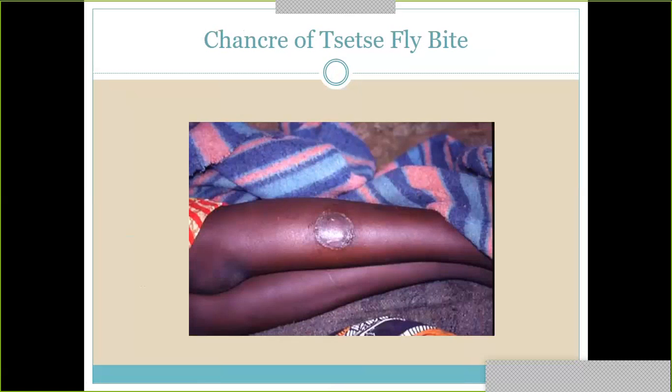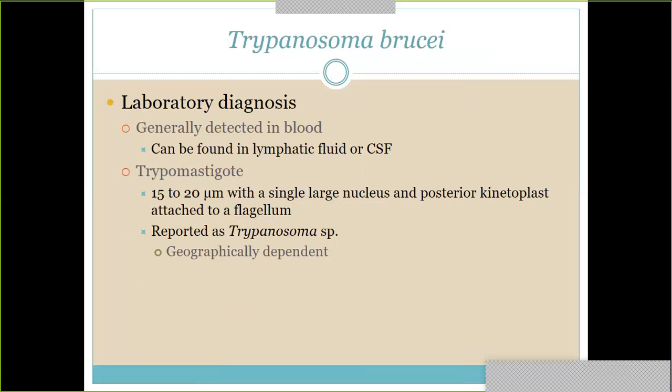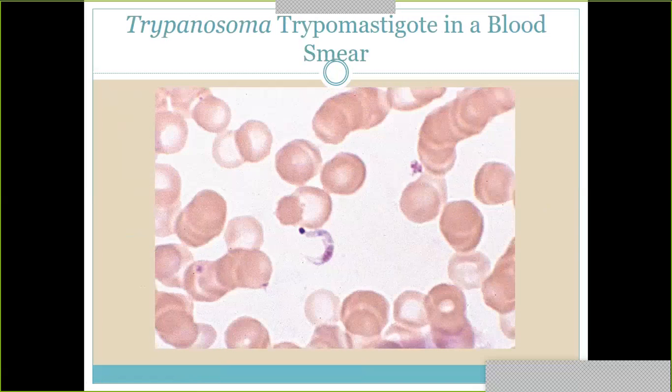Oh my gosh. All right, and then again, diagnosis. Because this can be found in the blood or the lymphatic fluid or cerebrospinal fluid if it gets that far, we can look in any of those three fluids for the parasite. So we usually look for the trypomastigote stage is what you're going to find. It's 15 to 20 micrometers with a large nucleus, and we just say it's trypanosoma. It's geographically dependent. It depends on which region you discover. You'll know which trypanosoma it was. You're not going to be able to tell them apart by looking at it. They look identical.